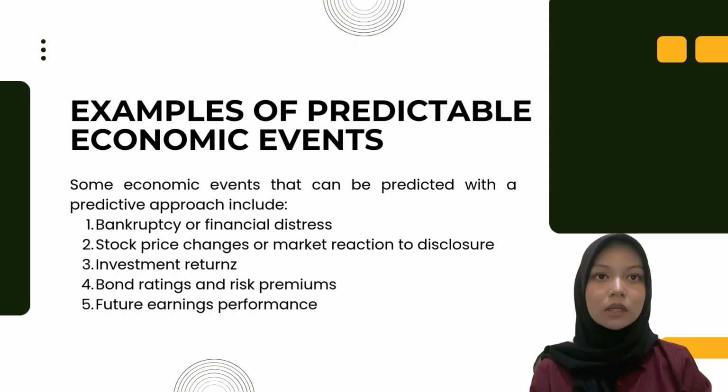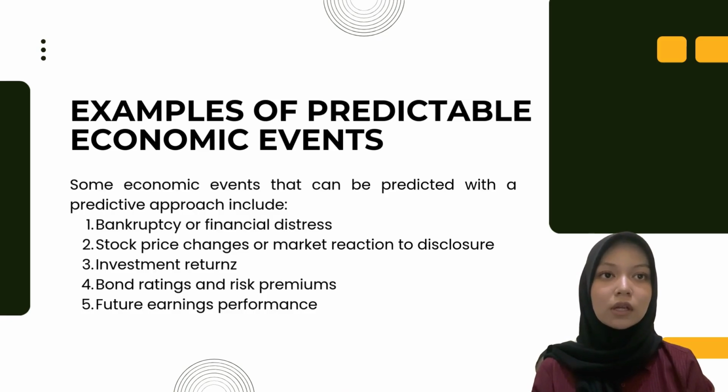Several important economic events can be predicted using accounting data-based predictive approaches. One of the most common is bankruptcy or financial distress, which can be detected through analyzing a company's liquidity, solvency, as well as cash flow ratios. In addition, changes in stock prices or market reaction to information disclosures, such as income statement or dividend announcements, can also be predicted as markets tend to respond quickly to financial information.